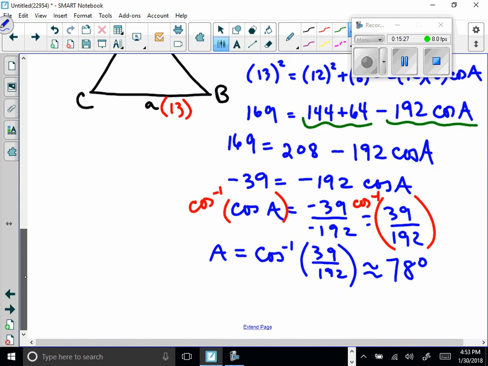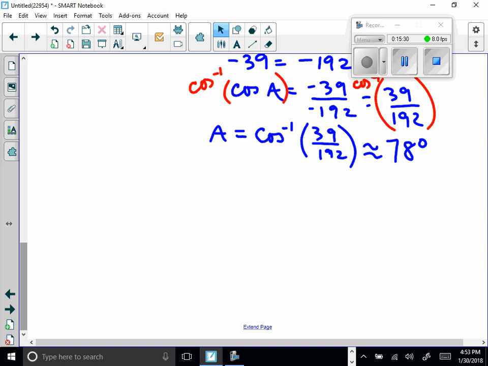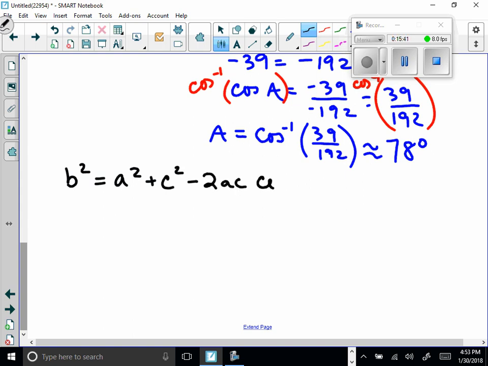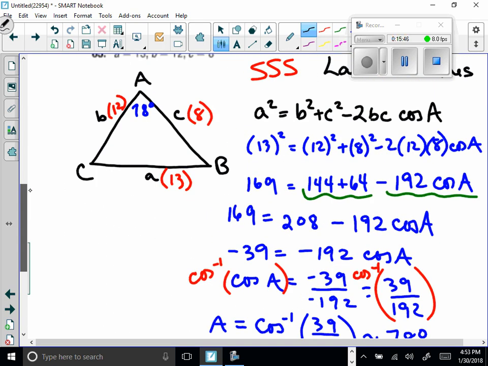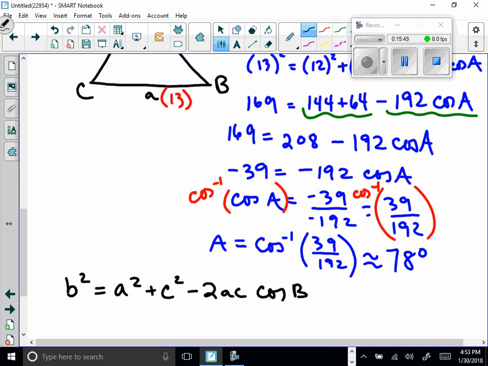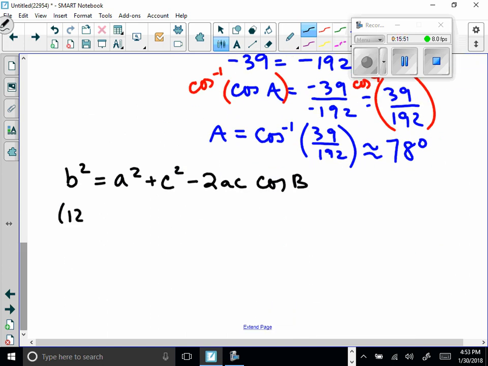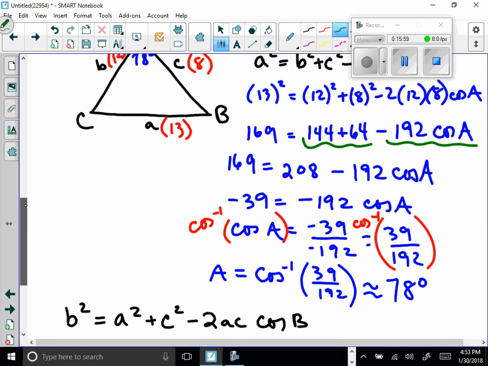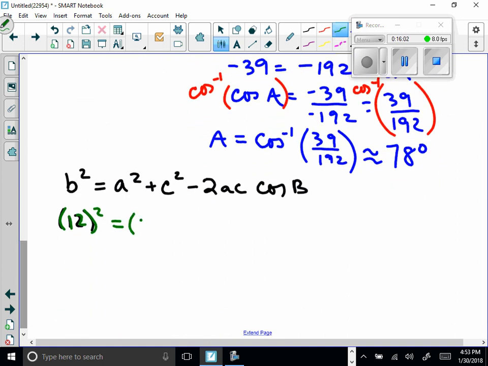Now I'm going to do the same thing for angle B. So for angle B, I'm going to start with B squared equals A squared plus C squared minus 2AC times the cosine of B, and I'm going to substitute values in for that. B was 12, so I have 12 squared equals A, which is 13, and C, which is 8.